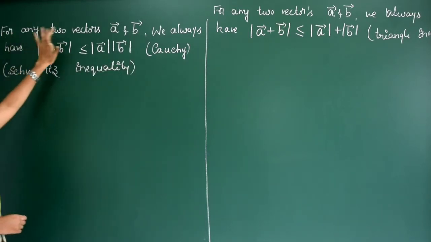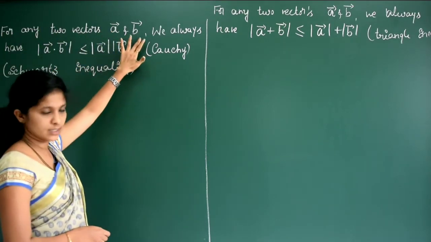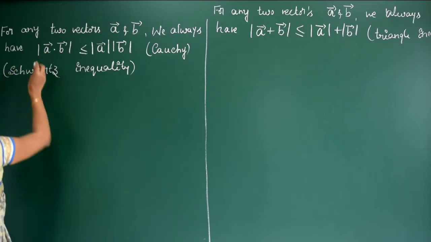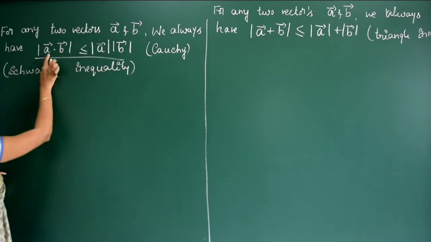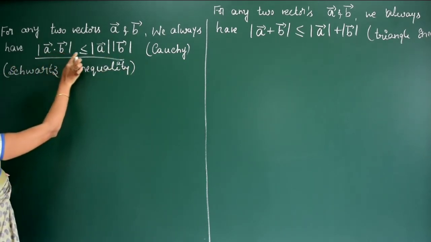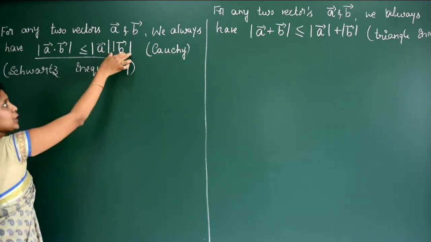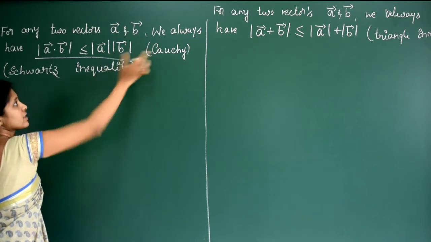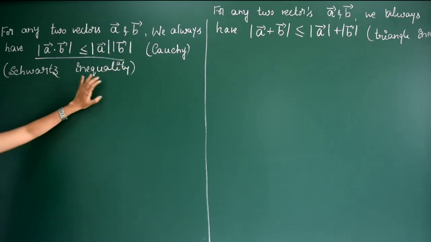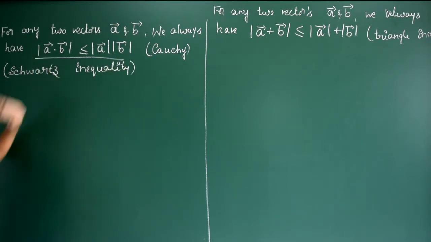For any two vectors A vector and B vector, we always have a magnitude of a dot product. A vector dot B vector is always less than or equal to magnitude of A vector into magnitude of B vector. This is called the Cauchy-Schwarz inequality. Okay, we'll prove this one.